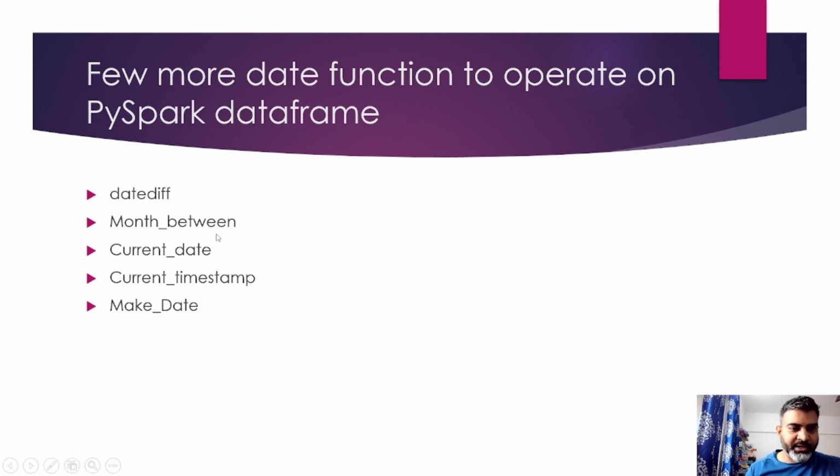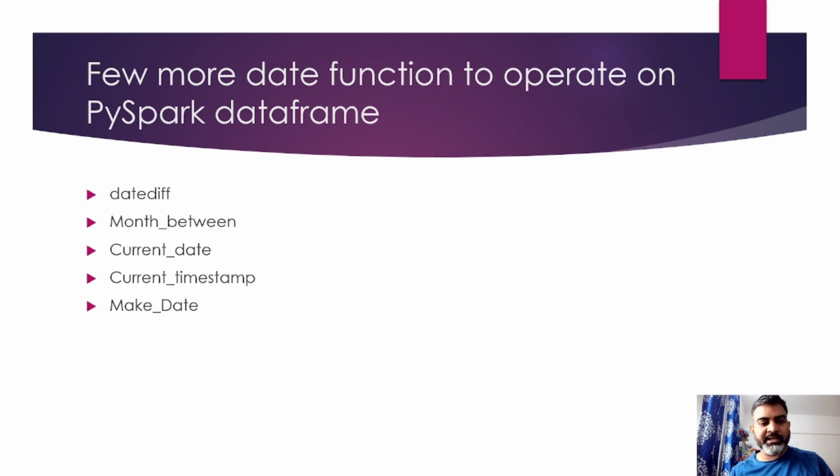Similarly, months_between will calculate the months between two different dates, and current_date will give you the information about the current date. Similarly, current_timestamp will give you the current timestamp with the hour, minute and second information. And the make_date function is used to create a column with the help of year, month and day values, which can be given individually to this particular function to make one particular column.